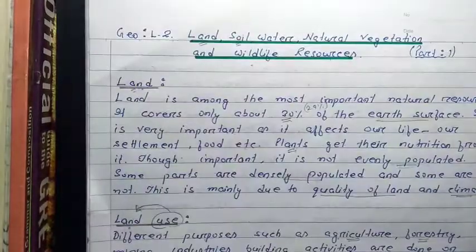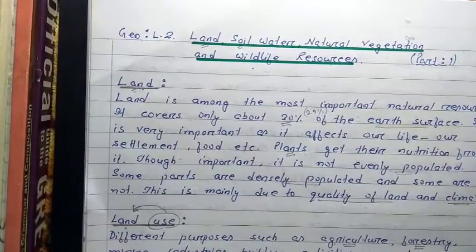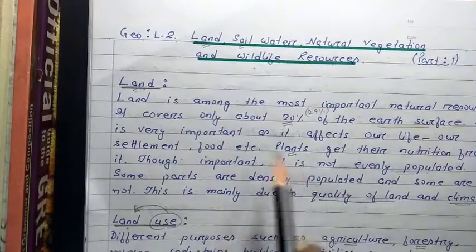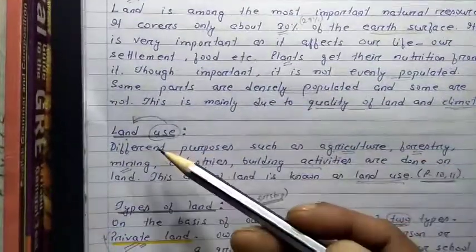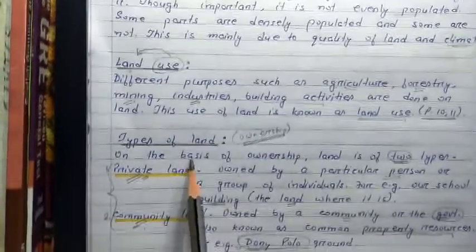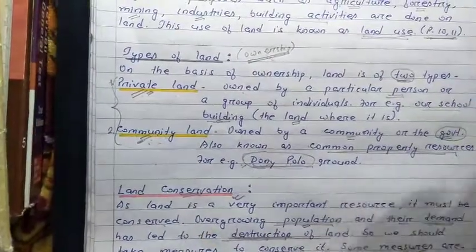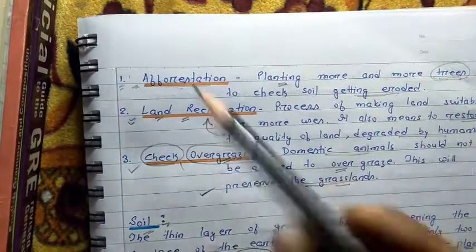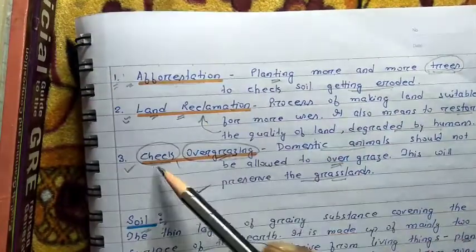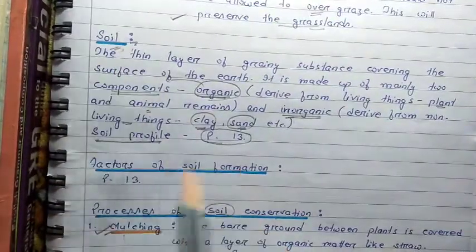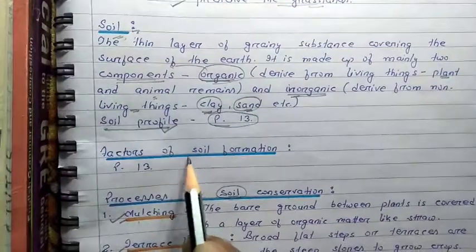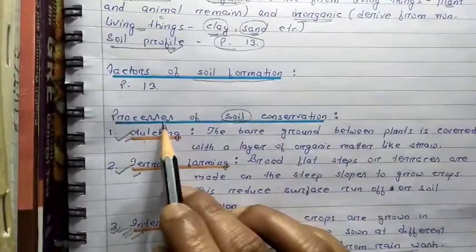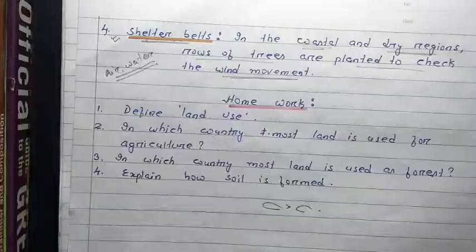So for today we have discussed about land, how much portion of land is there on the earth's surface, and why it is important. We have covered land use, the different types of land on the basis of ownership, and land conservation, including the different processes of land conservation: afforestation, land reclamation, and checking overgrazing. We have discussed about soil, the soil profile, the factors of soil formation, and also the process of soil conservation.